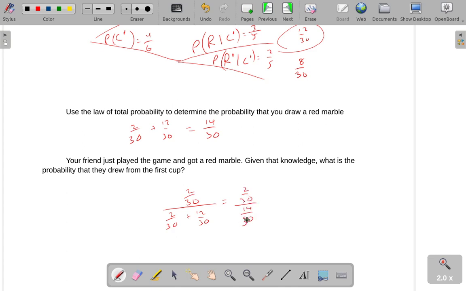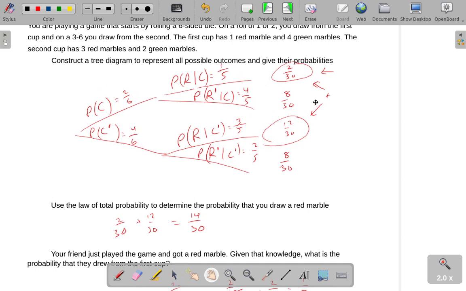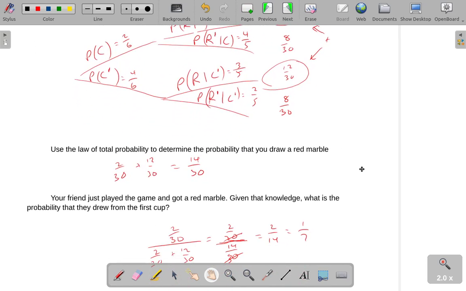remember when you're dealing with fractions, you can multiply both the top and the bottom by whatever number you'd like, just like you can divide the top and bottom by whatever number you'd like. Well, if I multiply both the top and the bottom by 30, it gets rid of those. And I end up with 2 out of 14, which I could reduce down to 1 out of 7. So that means the probability that they drew from the first cup, given that they got a red marble, would be 1 out of 7 using Bayes' theorem.